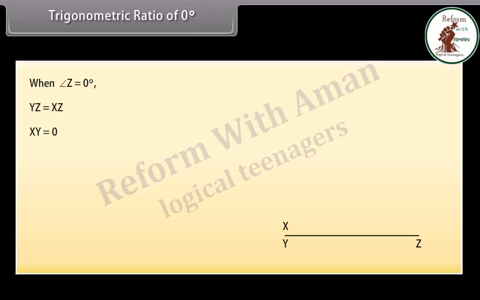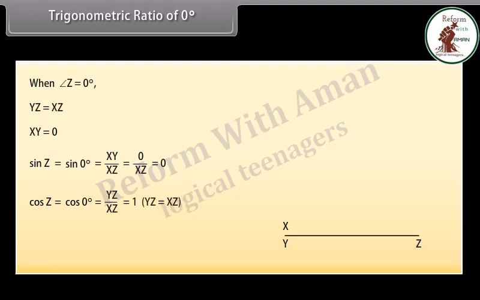Let us understand what happens to the values of trigonometric ratios. Sin Z is equal to sin 0 degree, which is equal to XY upon XZ, which equals 0 upon XZ, which is equal to 0. Cos Z is equal to cos 0 degree, which equals YZ upon XZ, which equals 1, as YZ is equal to XZ. Tan Z is equal to tan 0 degree, which equals XY upon YZ, equals 0 upon YZ, which is equal to 0.